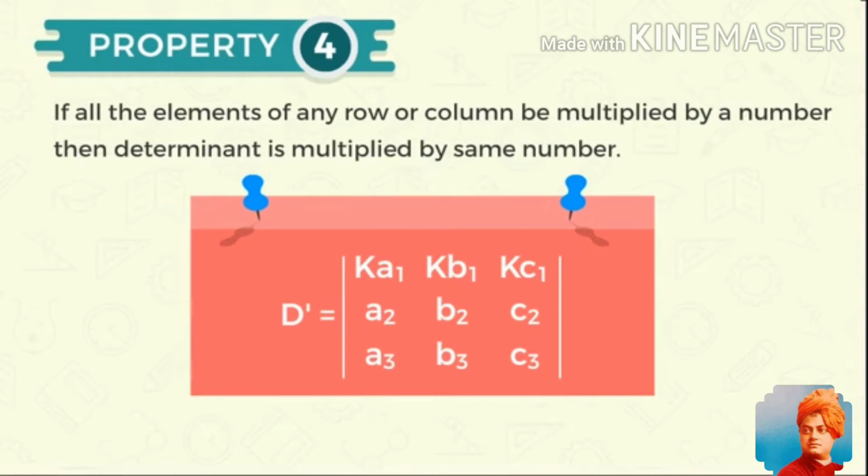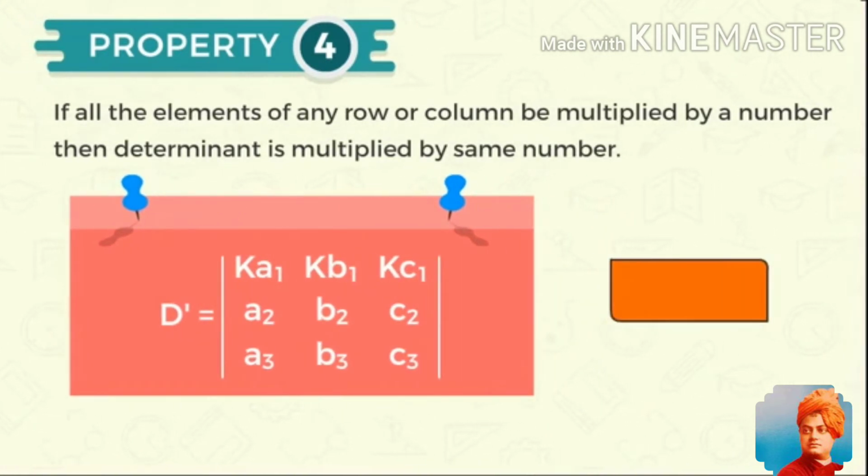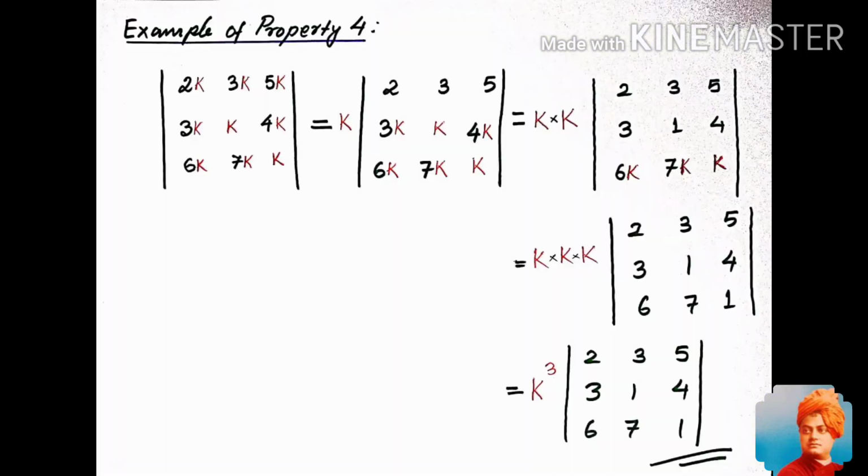We can understand this concept better by looking at one example which I'll show. In this example we can see that each row has a scalar quantity K, and we can take it common, and if we take the Ks common, we'll get K to the power 3 outside.